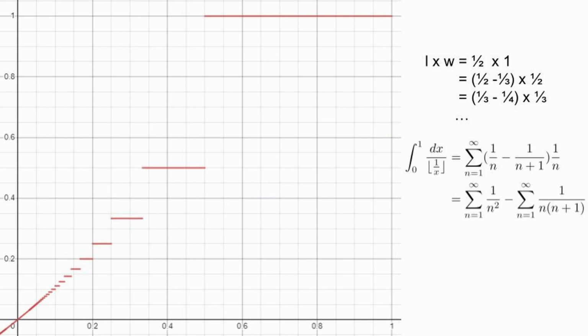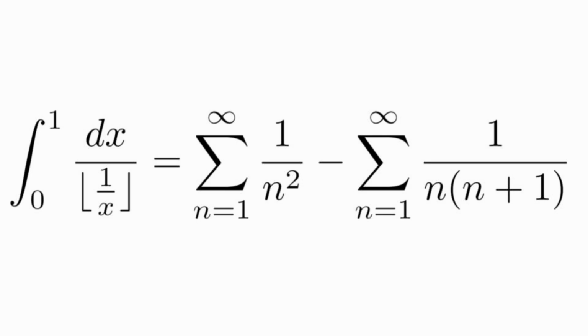As some of you may have seen coming, we can actually find a closed form expression for the sum of each of the rectangles, which comes out to the sum from n equals 1 to infinity of (1/n minus 1/(n+1)) times 1/n. By distributing the 1/n on the outside, we can then express our original integral as the difference between these two now independent summations.